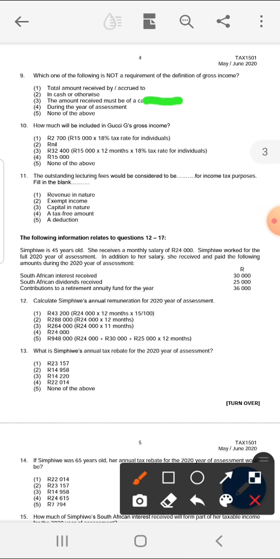Now question number 10 says, how much will be included in Guji gross income? Gross income, remember, so we're still on our taxable income, those first items that will include. So question number 10 will be option 4, 15,000. The amount that will be included in our gross income is the amount that he only received. So question number 10 will be option 4.